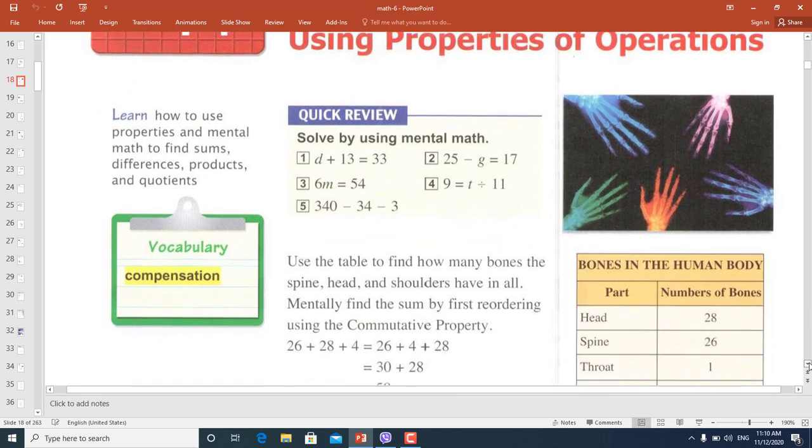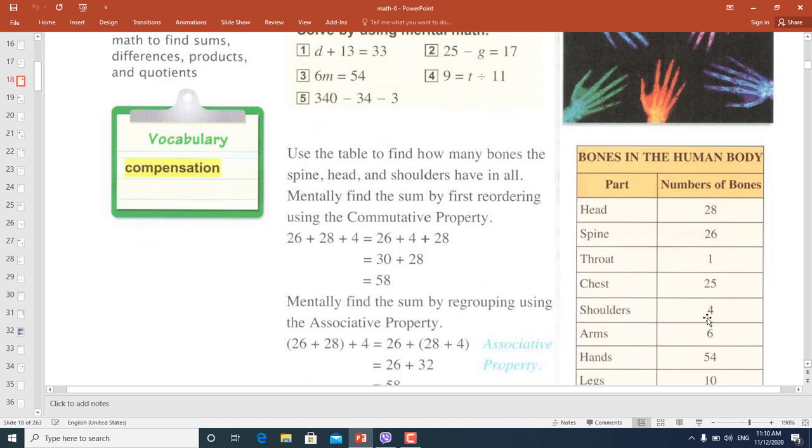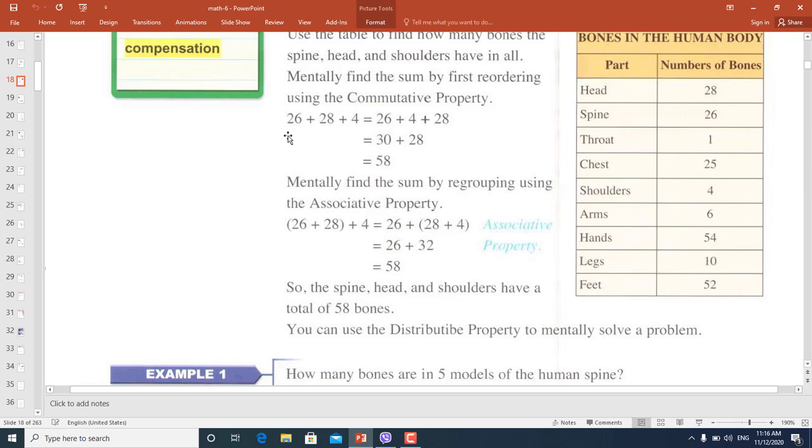We use this table to find how many bones, the spine, head, and shoulders there are in all. It is 26 plus 28 plus 4. Adding 26 with 28 is not so easy, so let's change the place of 28 with 4. It will be easier: 26 plus 4 plus 28. We just change the place of 4 and 28.